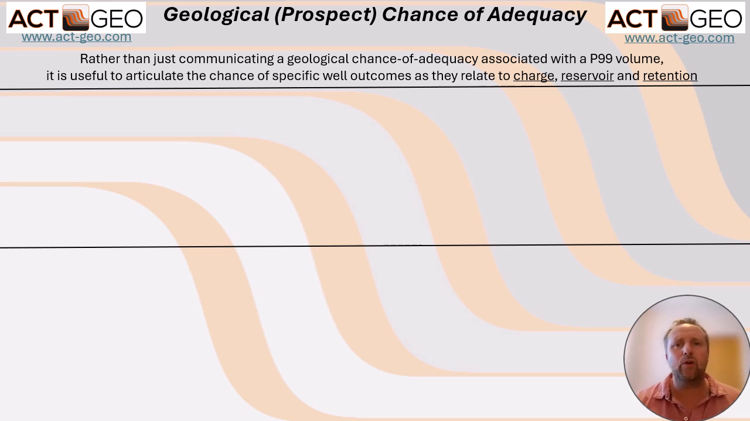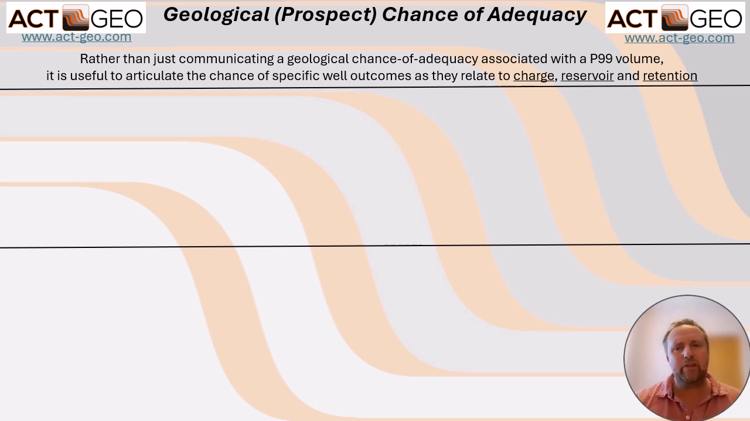The combination of all the risking minima typically corresponds to something around a P99 success case volume if you run a probabilistic distribution of success case outcomes from these parameter distributions. For communication purposes, it's always important to quote that minimum volume that this geological risk applies to, which is the outcome of the probabilistic assessment rather than an input into the risking. More useful, however, is to also communicate the outcome chances of a prospect in terms of the main components being considered: charge, reservoir, and retention.